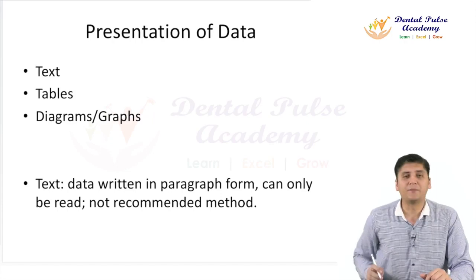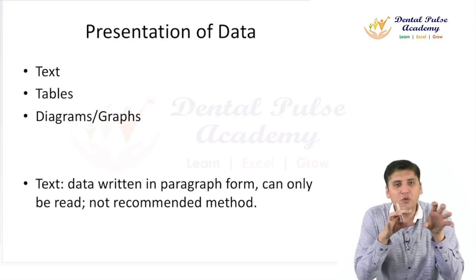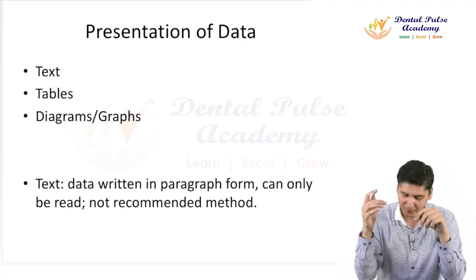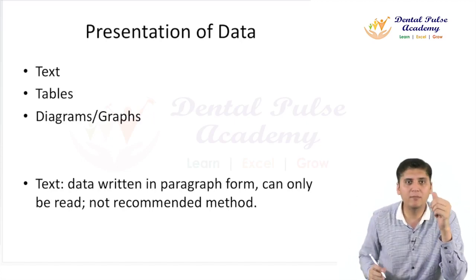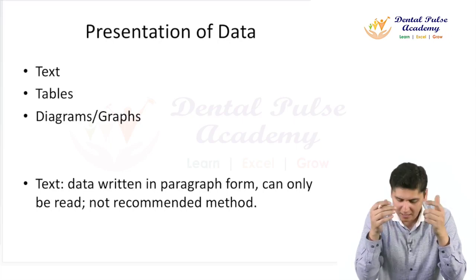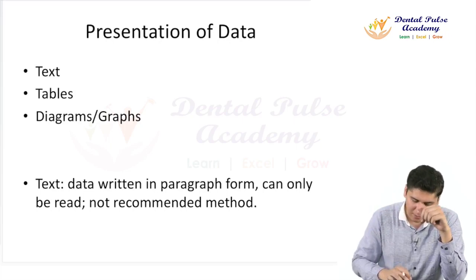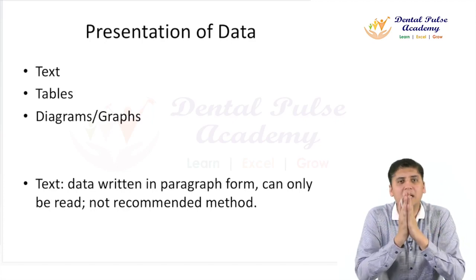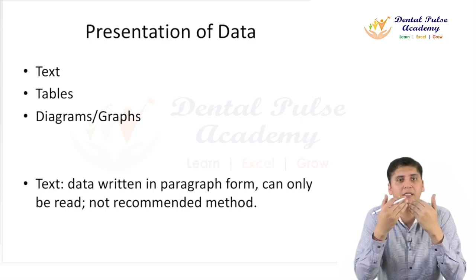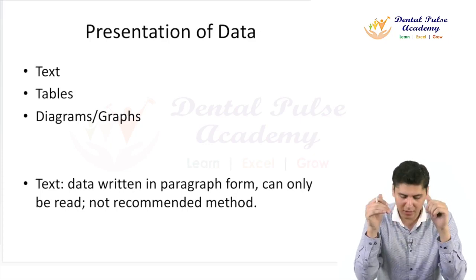Number one is text. Text is just textual information or data written in sentences, in paragraphs. It, however, is not recommended because no one can actually comprehend what is coming out of a paragraph. The purpose of presentation of data is that the data needs to be presented in such a way that the reader is able to easily comprehend what the author is trying to say.